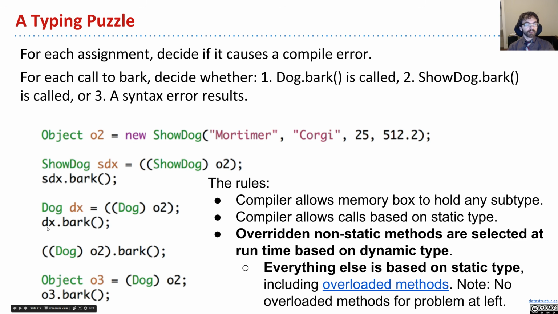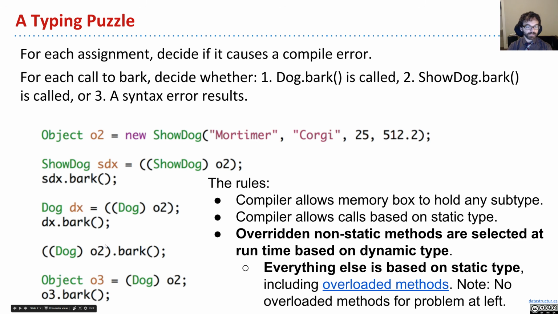And then when we call the bark method, well, we go to the actual object and we say, in the hierarchy, what is the dynamic type of Mortimer here? It's ShowDog. And so if ShowDog overrides bark, which it does, then we call that bark. Okay, barking happens in a ShowDog way. Now we get here. So in this case, first we'll play compiler.